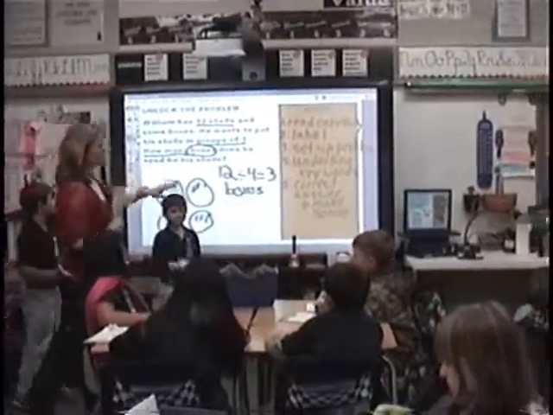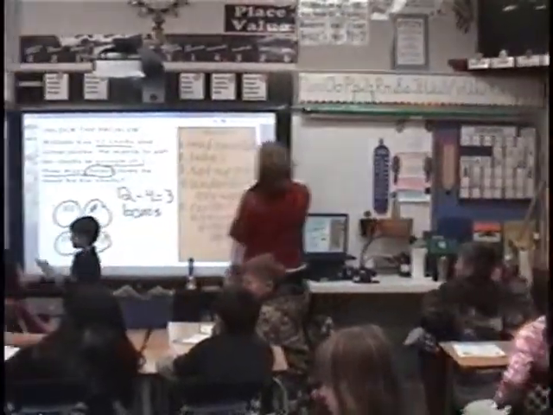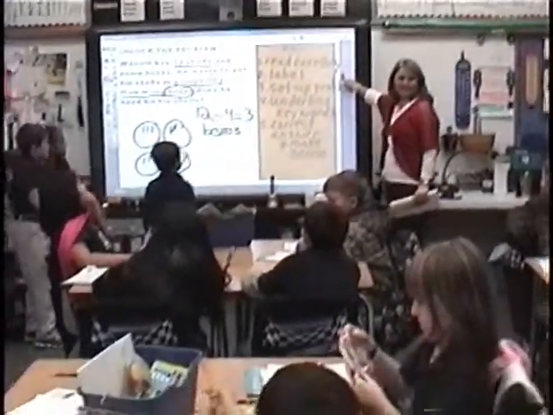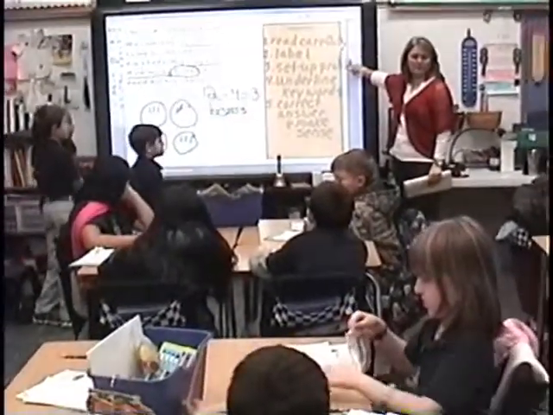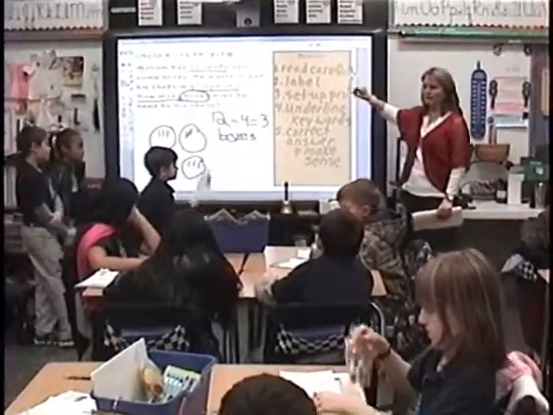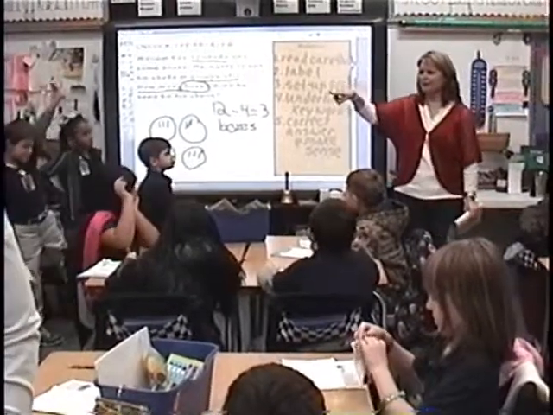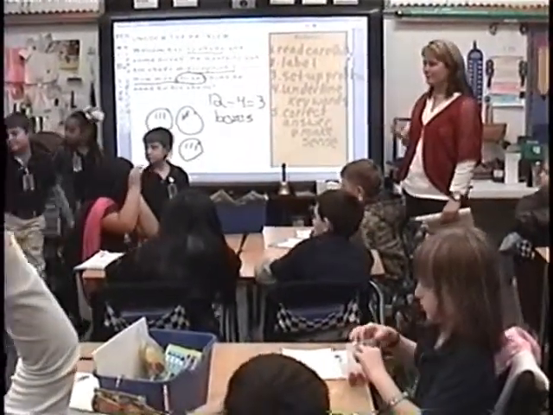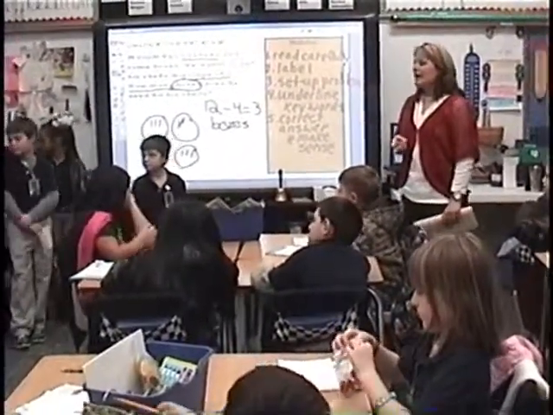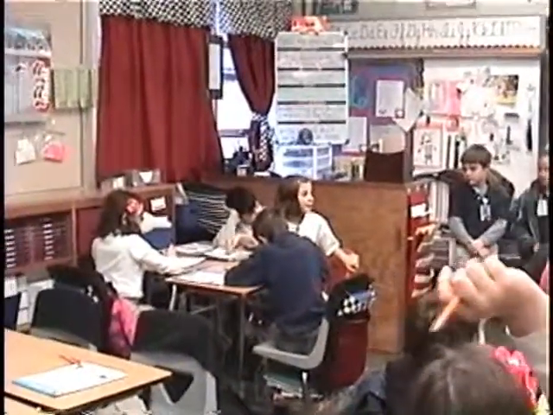The first one we have on the board is to do what? Read carefully. Did we have to reread our problem this time? Why? Who can tell me why? Allie, why did y'all have to reread your problem this time? Because we messed it up. We put 3 groups instead of 4.